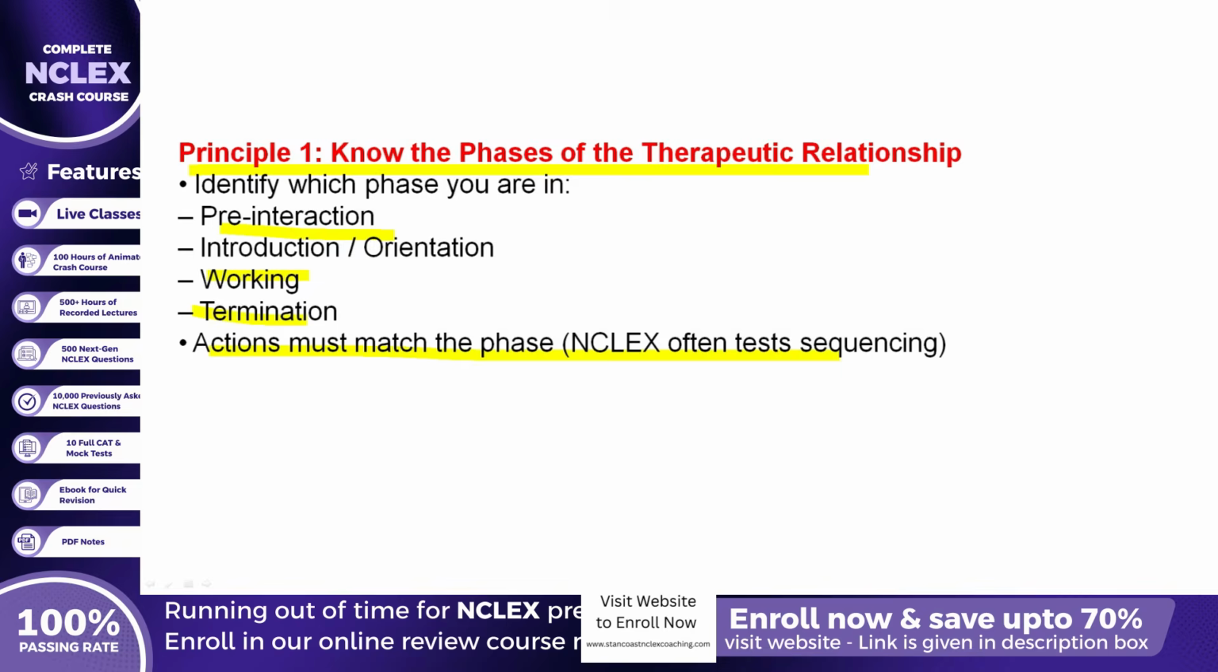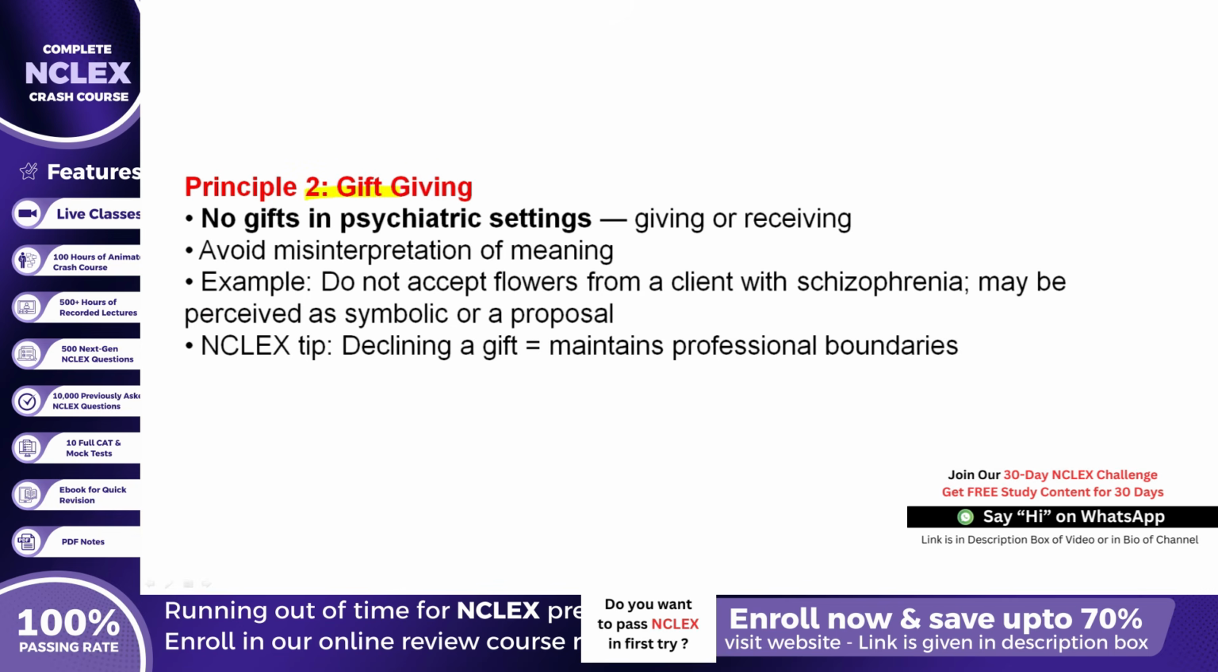As we move into Principle 2, we focus on gift giving. In psychiatric settings, we do not give or receive gifts. This is because we must avoid misinterpretation of meaning. For example, we do not accept flowers from a client with schizophrenia, as they may be perceived as symbolic or even as a proposal. And finally, the NCLEX tip here is that declining a gift maintains professional boundaries.